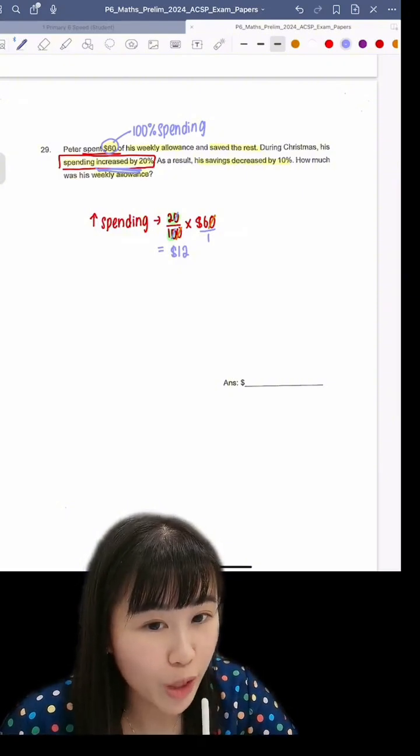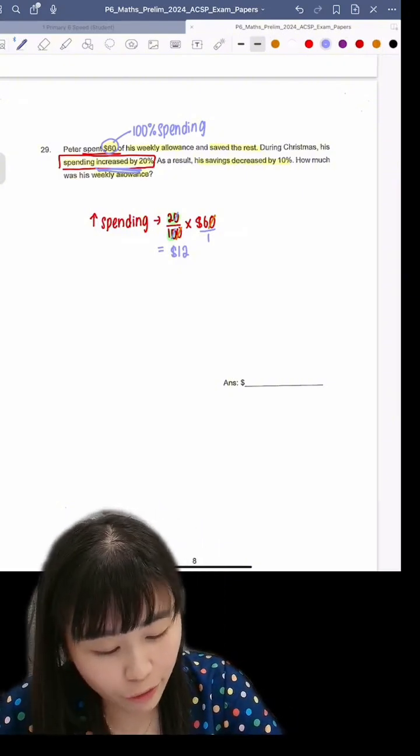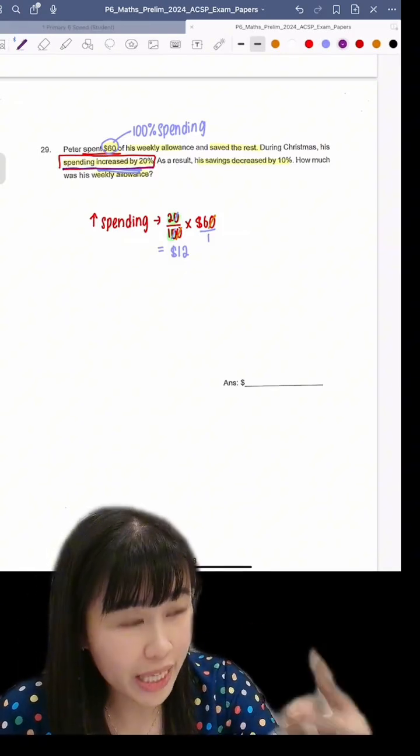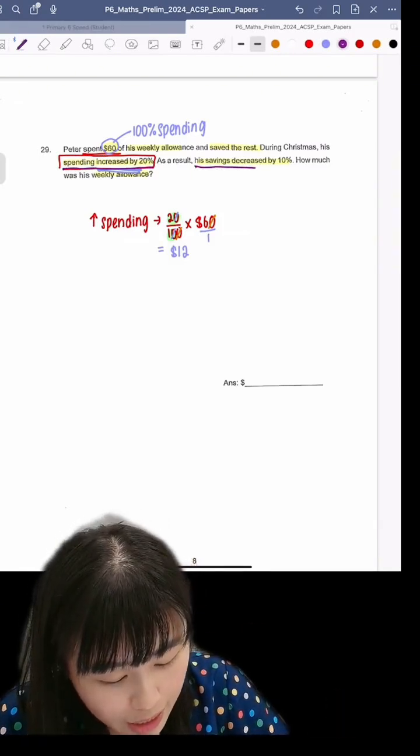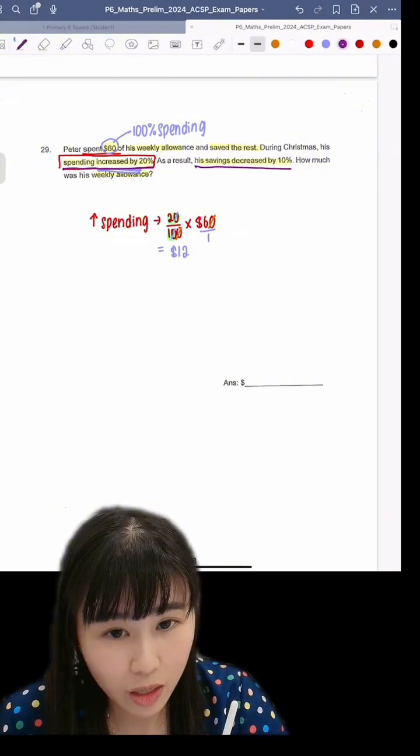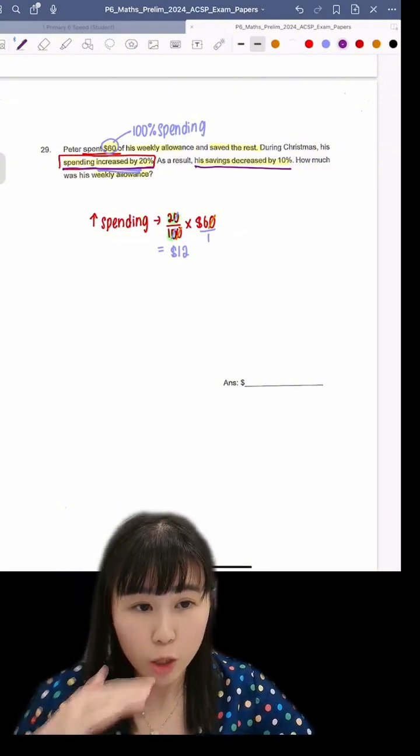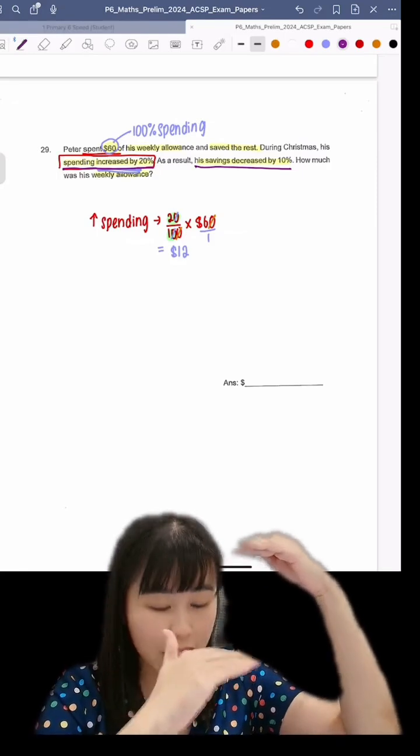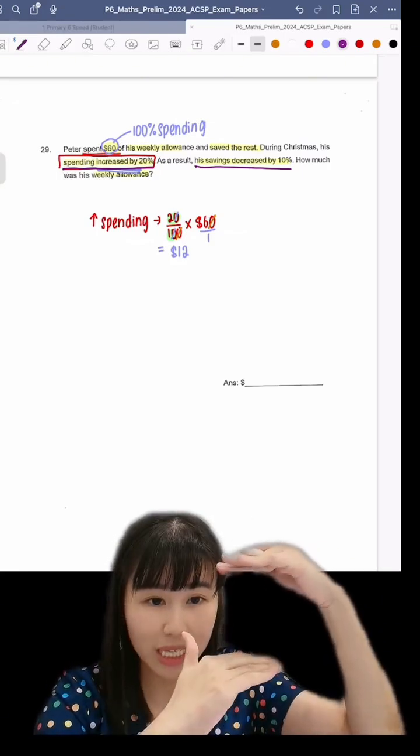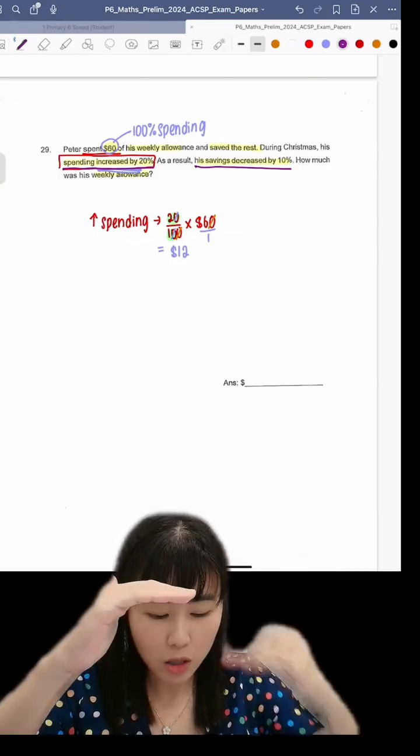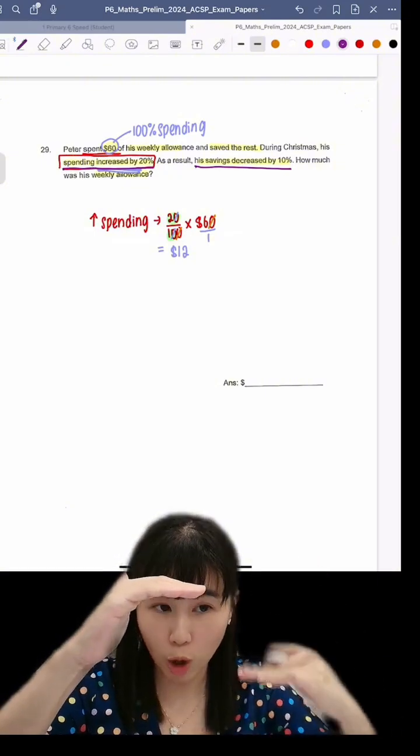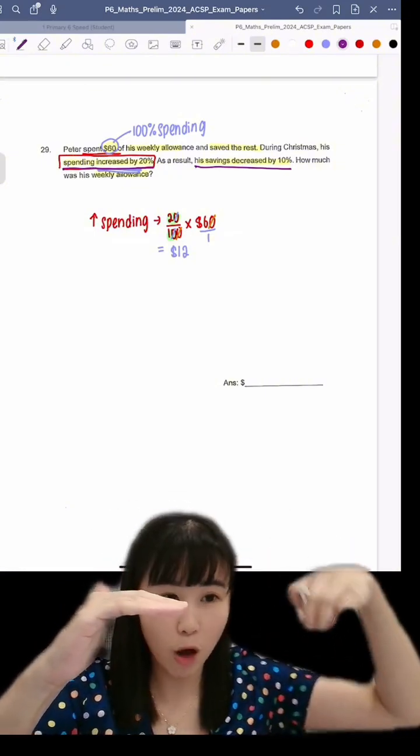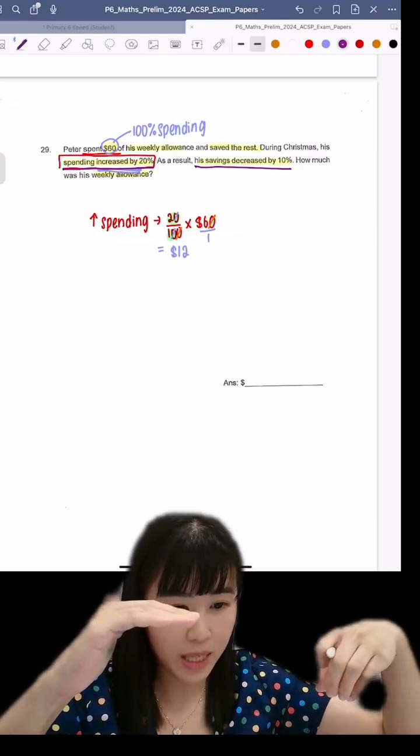Why do you need to find 20%? Because, very, very important reason. Because if his spending increased by 20%, his savings will decrease by 10%. Why? Because you spend more, but you want your weekly allowance to stay the same. You spend more, naturally your saving will need to drop, right? Because whatever you're spending comes from your original saving. Does it make sense?